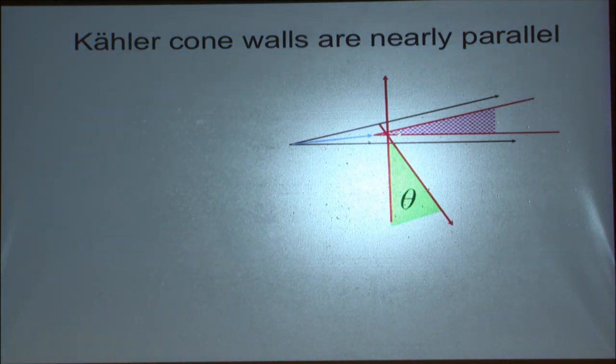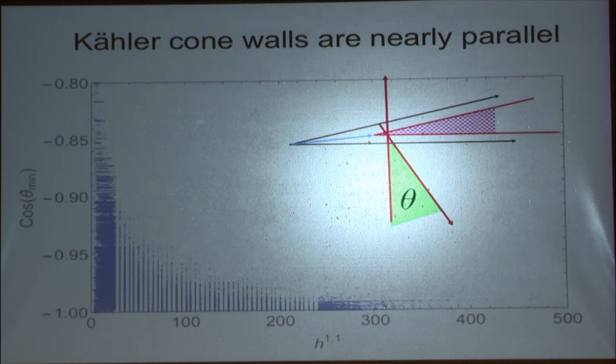Back in this same diagram, if I define theta to be this angle here, basically this opening angle, what you find is a histogram versus h11 from some subset of our study, all the way up to 491, of the cosine of that angle, theta. And you see it's pretty heavily peaked at values around minus 1. This line is normal to the upper wall, and this one is normal to the lower wall. So it is the angle in the wedge, too.